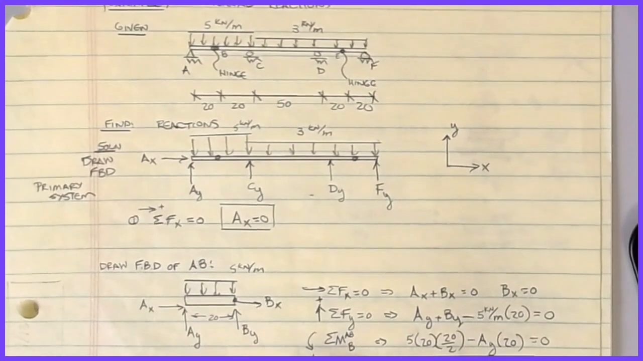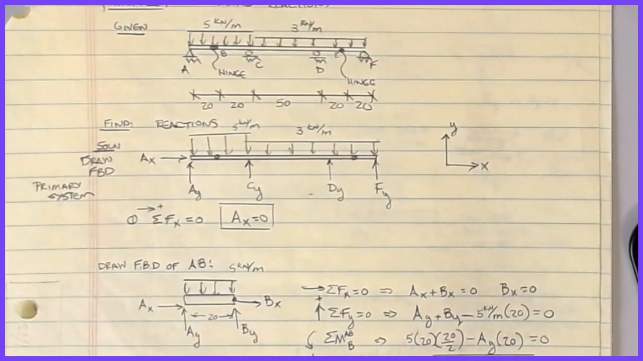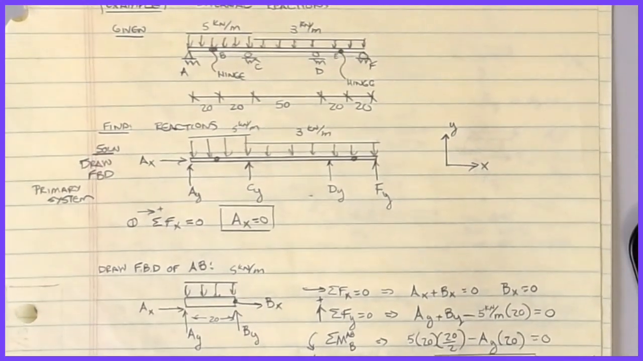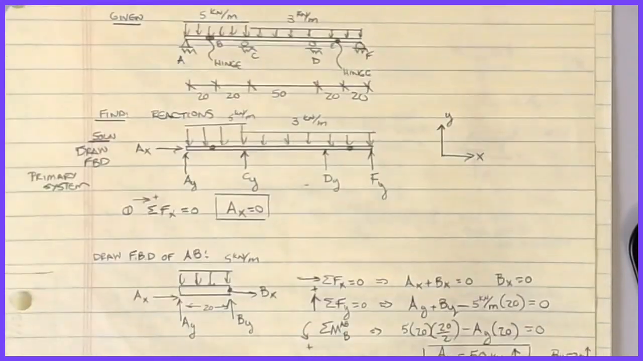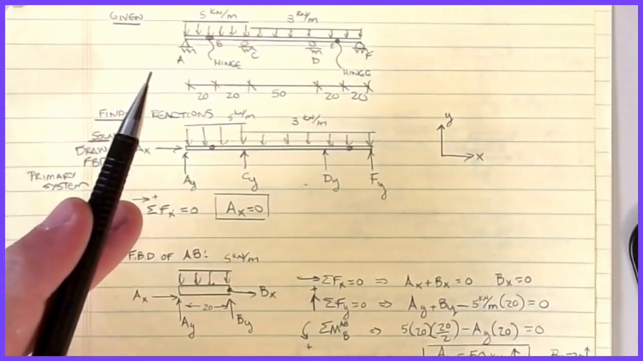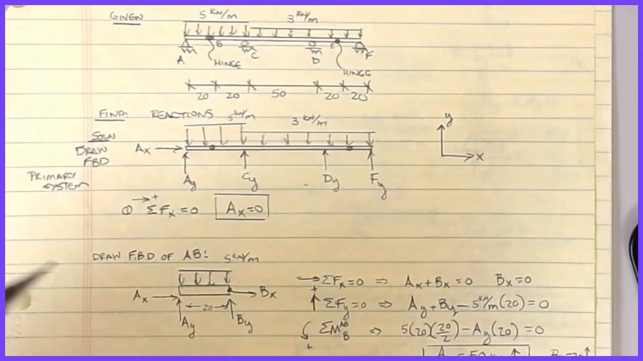Okay, we want to find the reactions A, C, D, and F. And again, this is what we call statically indeterminate. And we'll talk about determinacy here in a later video. But right now I have 5 unknowns on this system and only 3 equations to work with. So we've got to come up with an approach that will allow us to solve this.